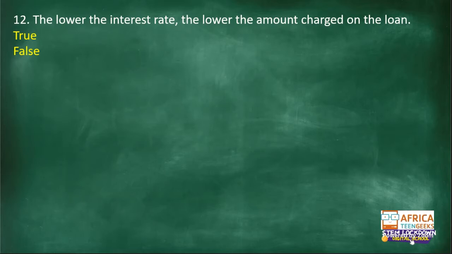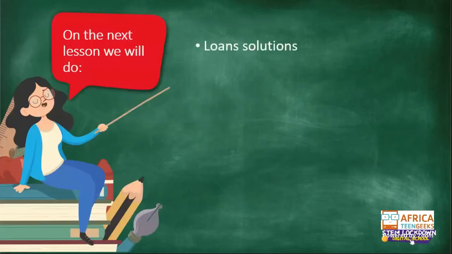If the interest rate is 20%, I mean 20% of 50,000, it is more than 5% of the same 50,000 rands. So 20% of 50,000 is bigger than 5% of 50,000 rands. So the lower the interest rate, the lower the amount charged on the loan. So yes, if the interest rates are low, then the amount will also be low on the loan.